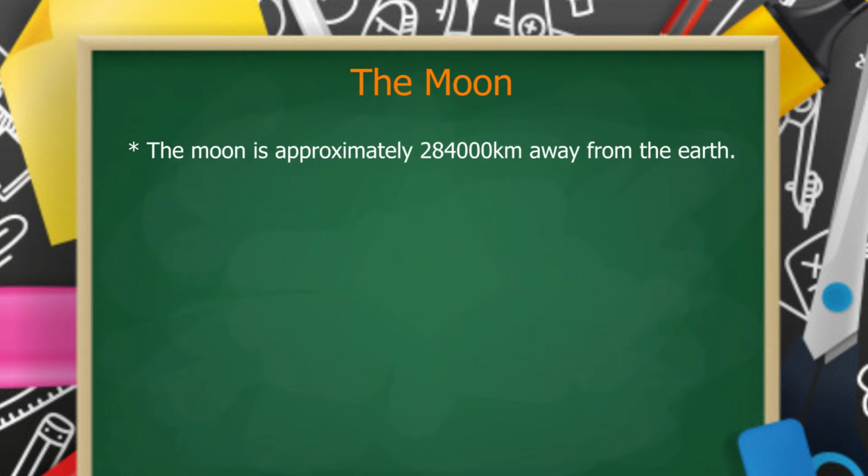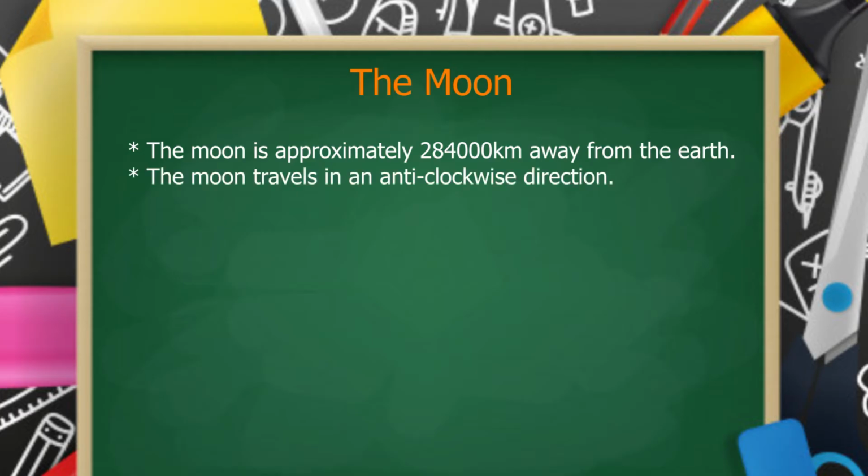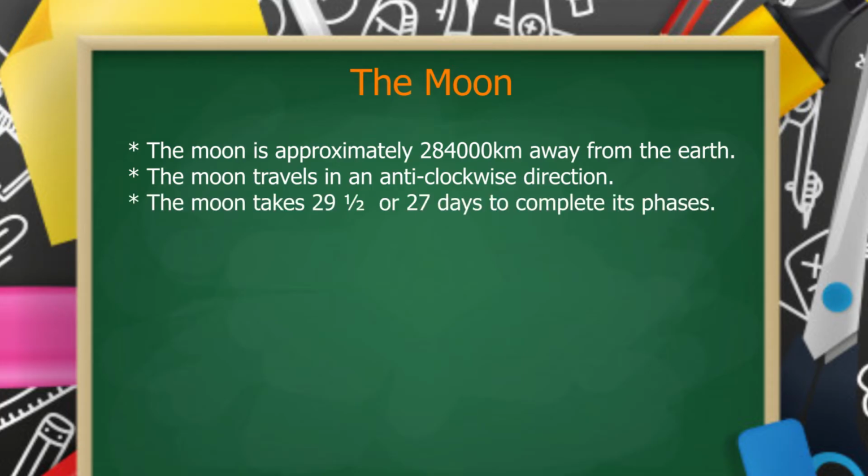The moon is approximately 284,000 km away from the earth. It travels in an anti-clockwise direction. Yes, the moon travels in an anti-clockwise direction. The moon takes 29 and a half days, or, as I said earlier, 27 days according to research, to complete each phase.